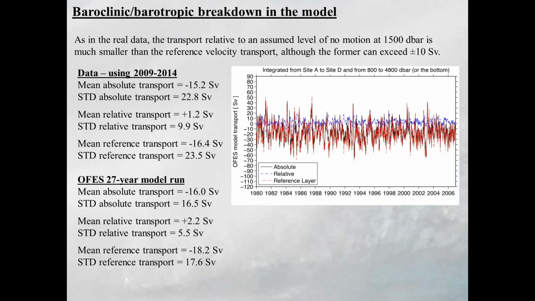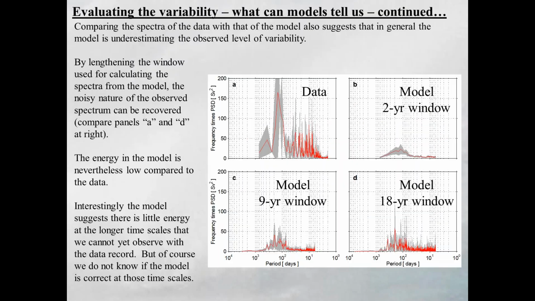If we break up the baroclinic relative to an assumed level of no motion and the reference velocity in the model in the same way that we've done with the data, you get this figure here. I won't go through all the numbers because I'm running a little shorter on time. But essentially what you find is that the model is underestimating the variability both of the reference velocity and of the relative term. So it's not a question of one or the other being weak. The model seems to be underestimating for both of those terms.